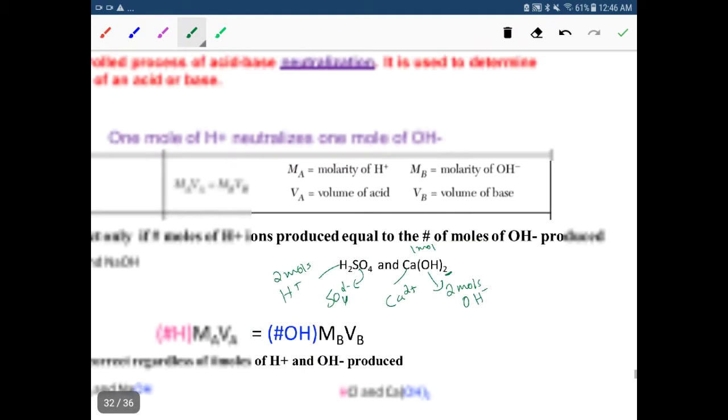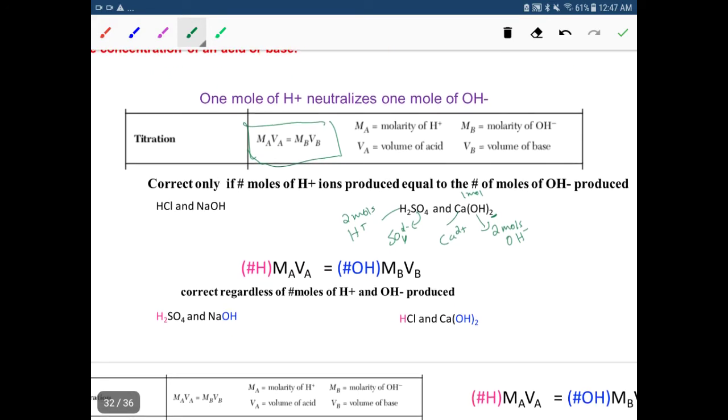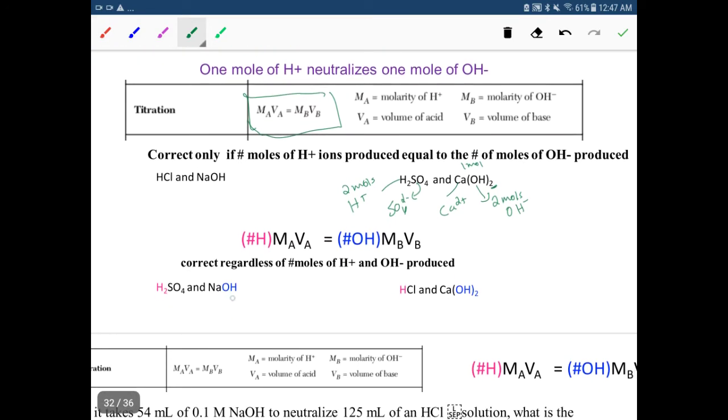So if the number of moles of H+ and OH- produced by the acids and bases are equal, then by all means this formula will work. If the number of H and the number of OH in the formulas for the acids and bases involved in the titration are the same, so here you have 1 H, 1 OH, and here you have 2 H's, 2 OH's, then MAVA equals MBVB will work just fine. The problem comes when the number of hydrogens or hydroxide ions in the formulas are different.